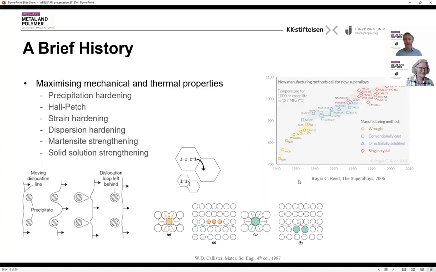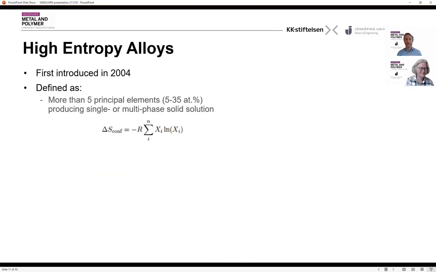However, this has meant that since the 50s and 60s, where we had large step forwards in mechanical and thermal properties, these mechanisms have allowed us to tailor the properties to very specific applications, but it's giving us smaller and smaller reward for the input of work we're doing. We gain smaller increases in mechanical properties for the current research. And this is where we hope to use high entropy alloys.